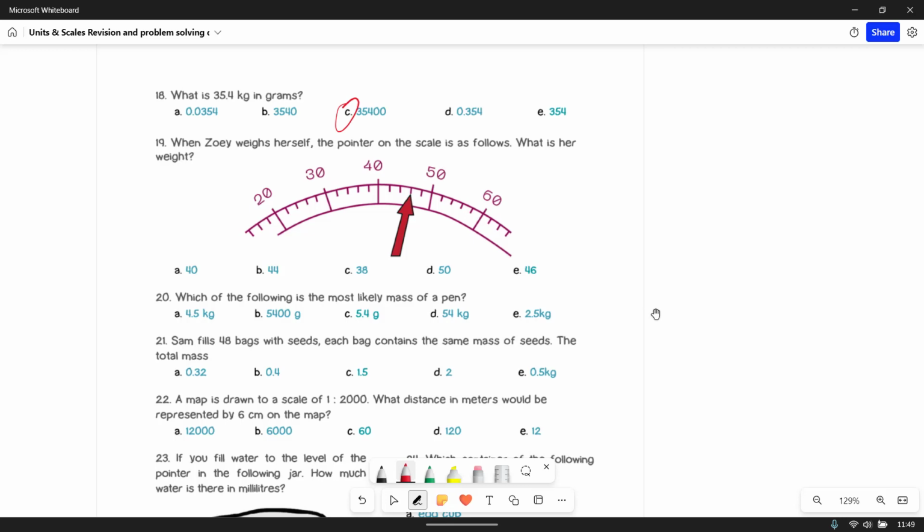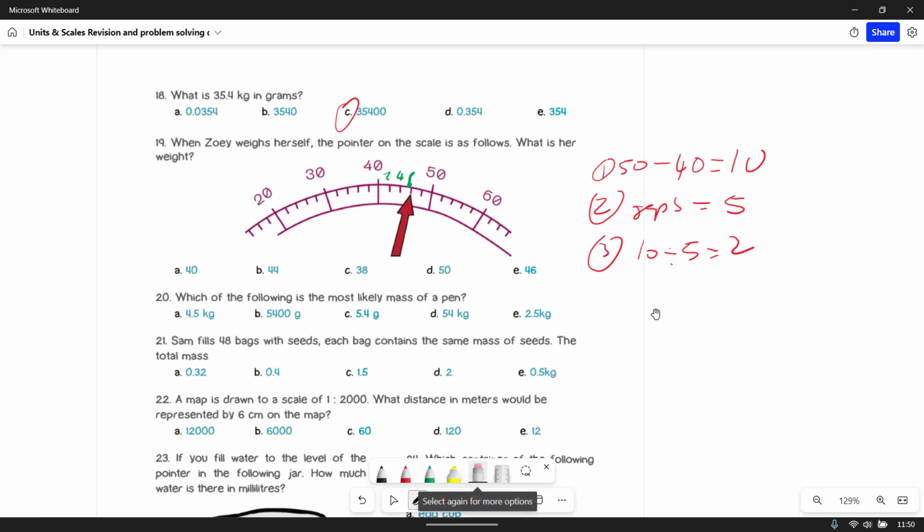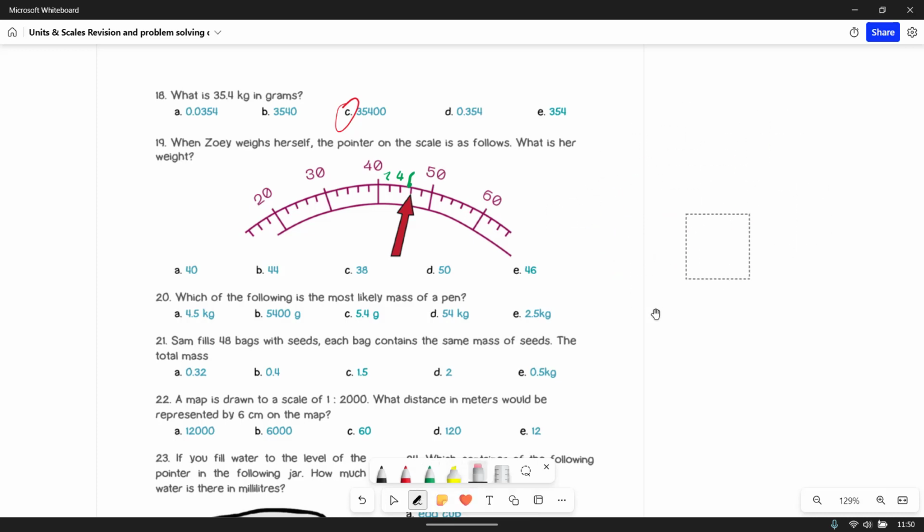So you do three steps. First, highest take away lowest: 50 take away 40, which is 10. Count the number of gaps: 1, 2, 3, 4, 5 gaps. Then you do answer 1 divided by answer 2, so 10 divided by 5. So each marking is worth 2. So this will be 42, 44, 46, so 46, and then 48, 50. Okay, so 46. So 19 should be E.